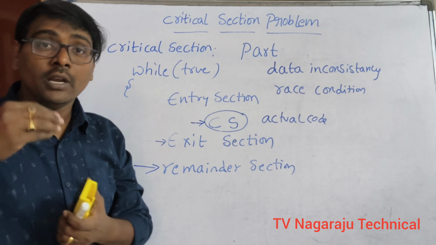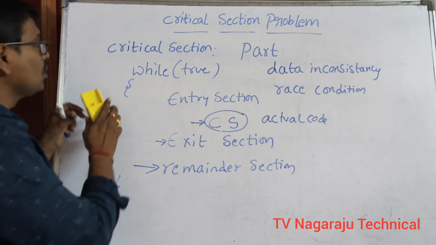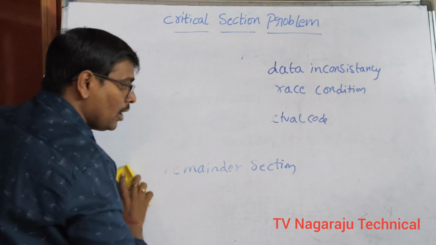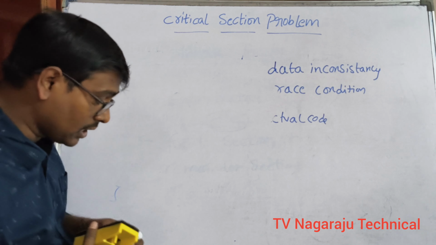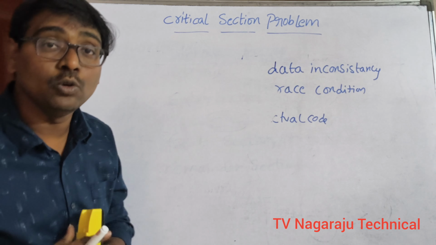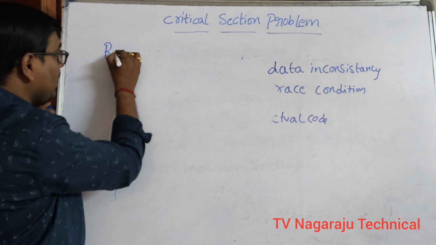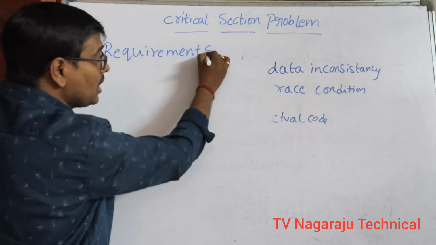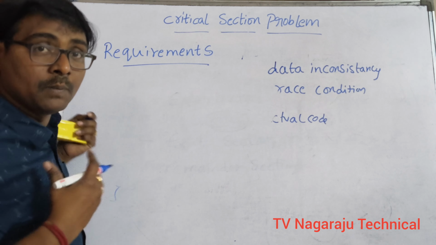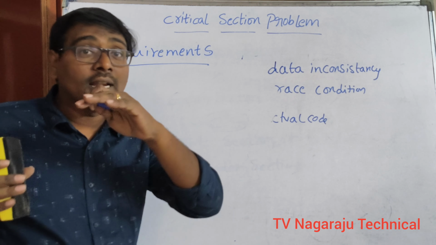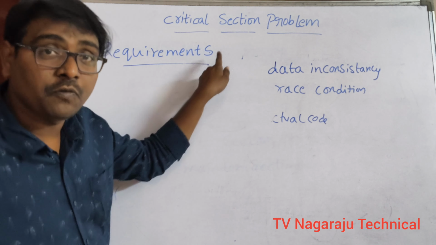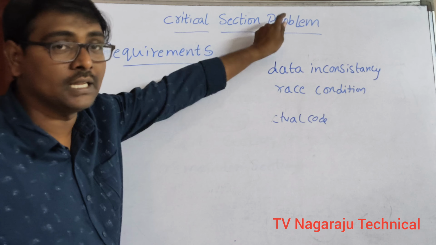What is the next one? You need to design a solution. If you have a problem, you need to design a solution for it. Before designing the solution, you first need to identify the requirements that a solution must satisfy. What requirements does the solution need to satisfy? So, the requirements for a solution to the critical section problem.